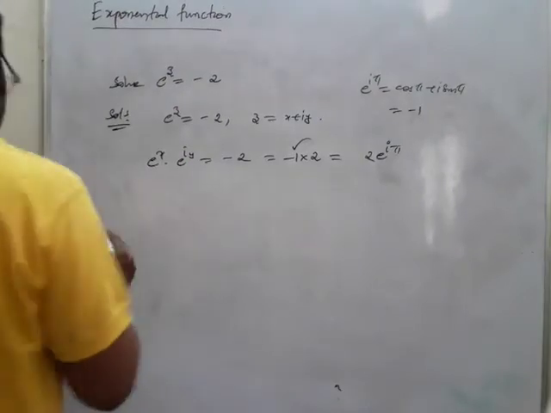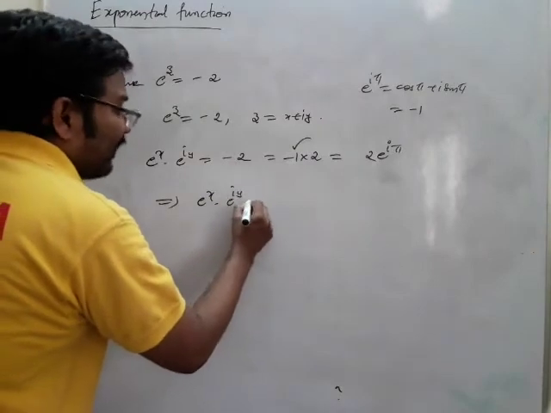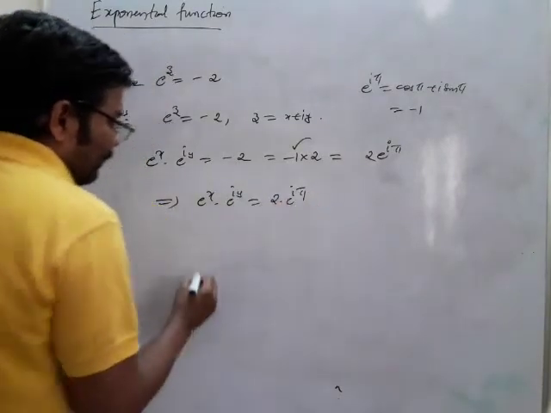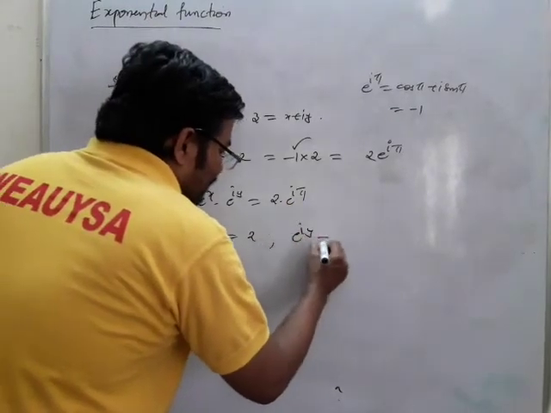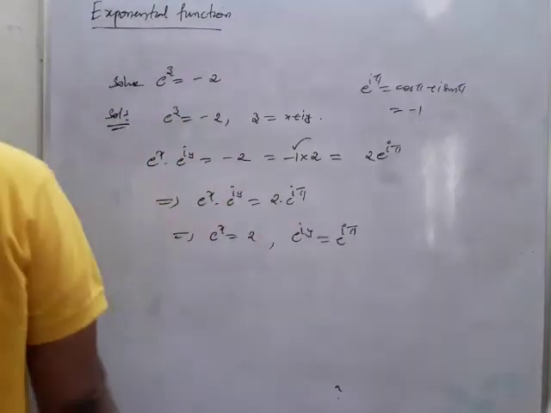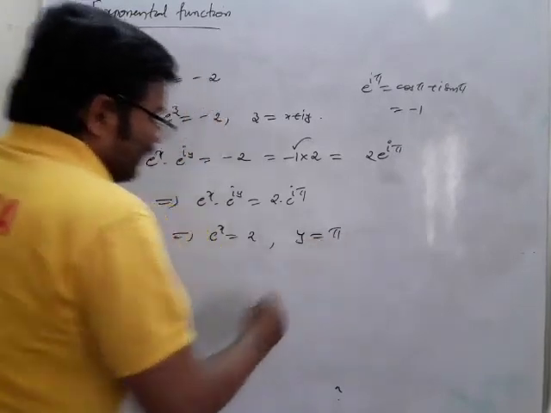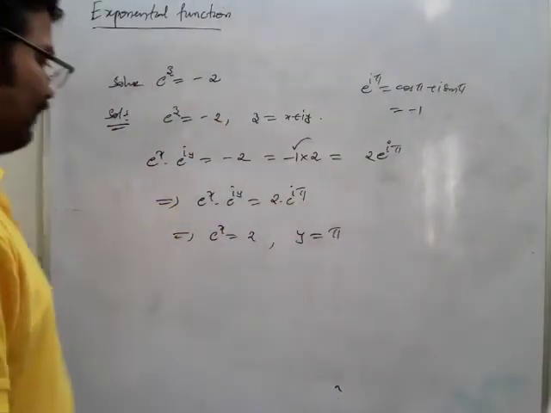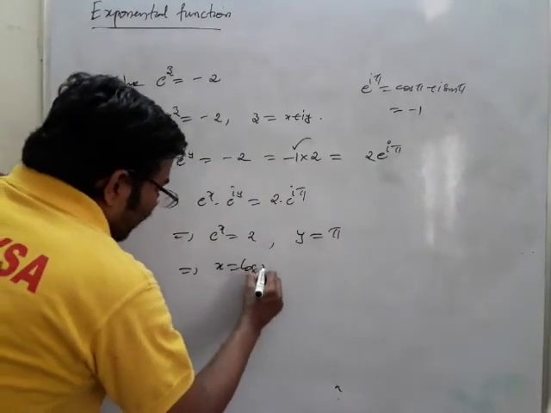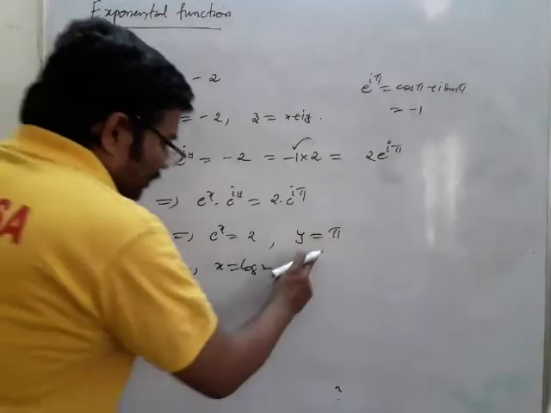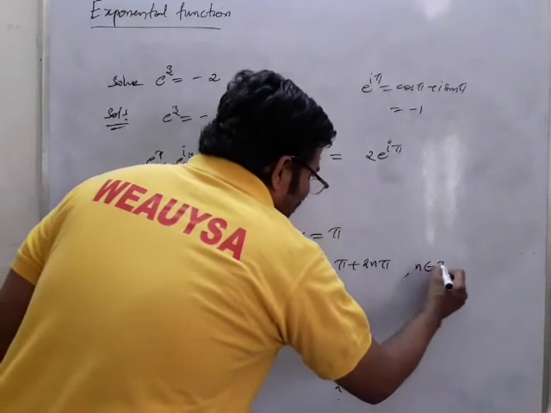So therefore that implies e^x into e^(iy) is equal to 2 into e^(iφ). So this implies e^x is equal to 2. e^(iy) is nothing but equal to e^(iφ). I am just equating in this form. Otherwise I can say y is equal to φ. In the place of y I am just taking φ. So e^x is equal to 2, so I am going to write x equal to log 2. But y I can write as φ plus 2nπ, where n belongs to the integers.